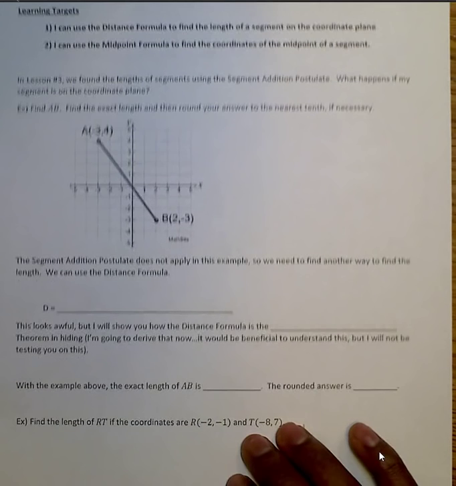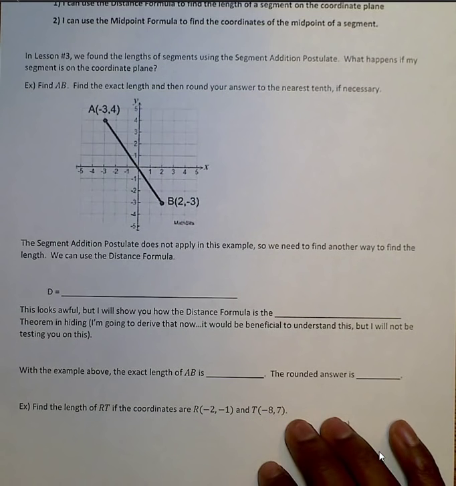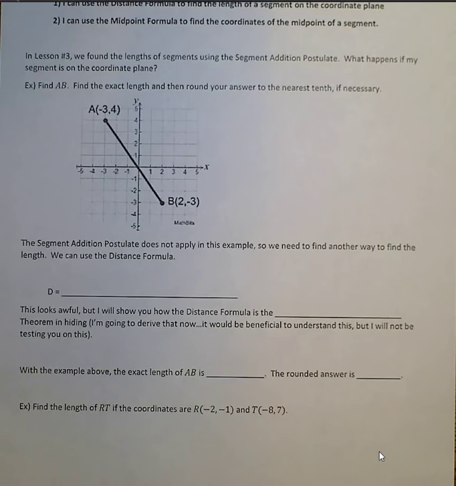Okay. In lesson 3 we found the length of the segment using the segment addition postulate. But what happens if the segment is on a coordinate plane? Okay, so let's look at this first example. It says to find AB. It wants us to find the exact length and then round your answer to the nearest tenth if necessary.